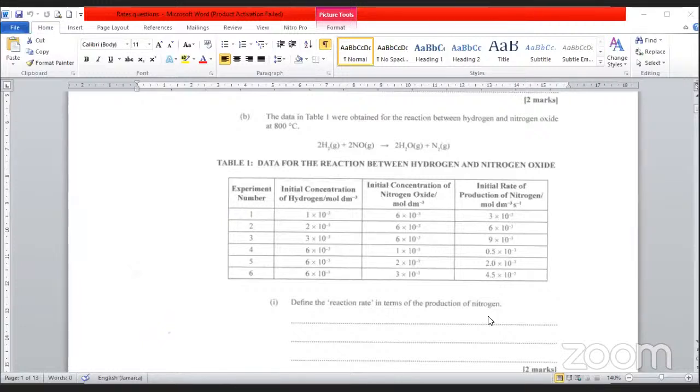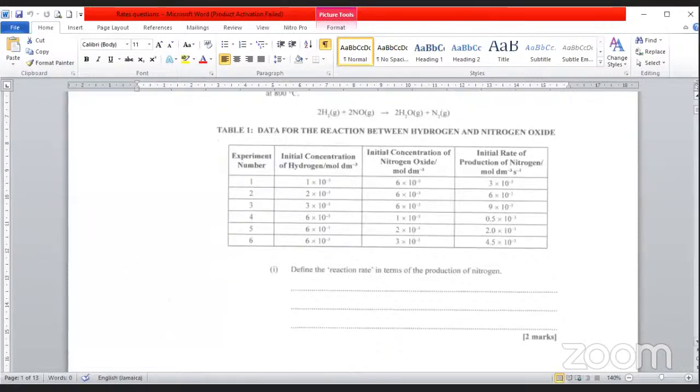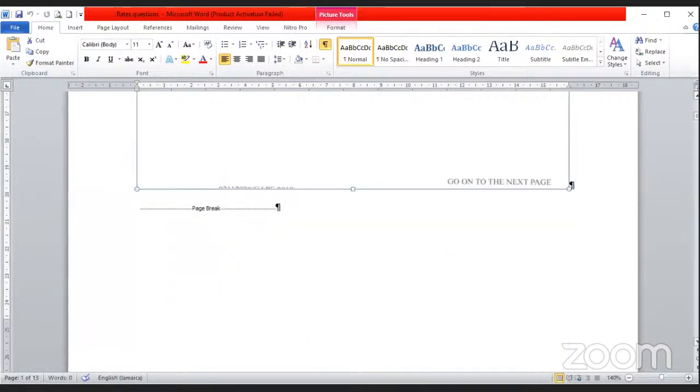And if you wrote that equation, you would have gotten your 2 marks, or you could have defined it as change in the amount or concentration of nitrogen per unit time. 1 mark for change in concentration of nitrogen, 1 mark for time taken or per unit time. So that's how you would have gotten your 2 marks.